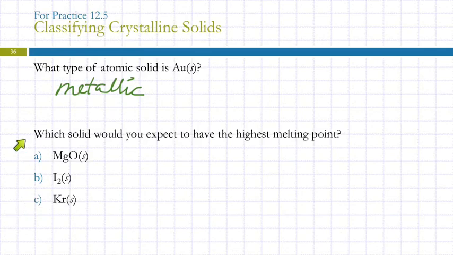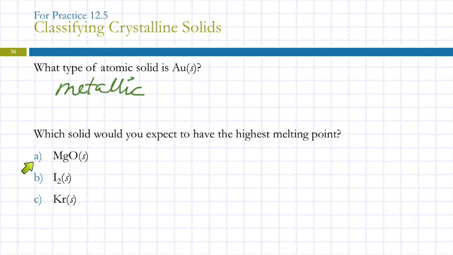And then we should be able to answer questions like this. Which solid would you expect to have the highest melting point? Magnesium oxide, iodine, or krypton? So what's holding these together? Well, krypton is an atomic solid, it's just an atom. It's not a metal. It's non-bonding. It's a noble gas, right? So that's going to have a very low melting point.